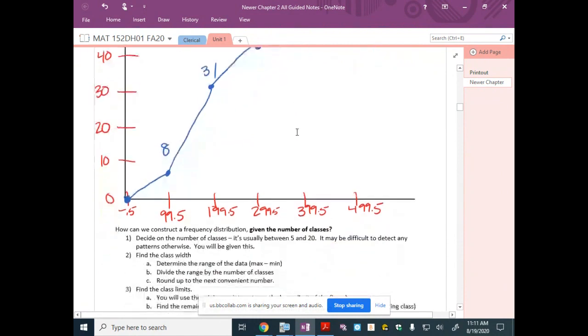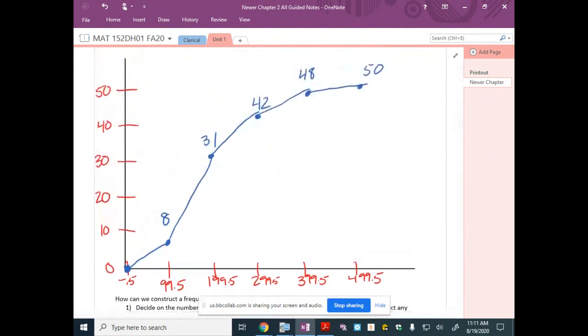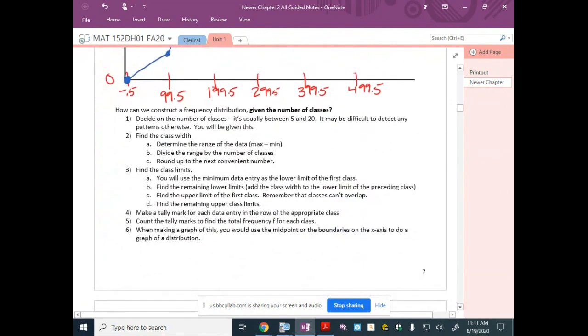All right. Now, let me jump back up there. Now, any other questions about all this before we go on to the other method, so to speak? All right. How can we construct a frequency distribution given the number of classes?